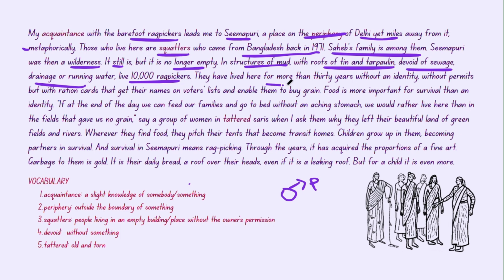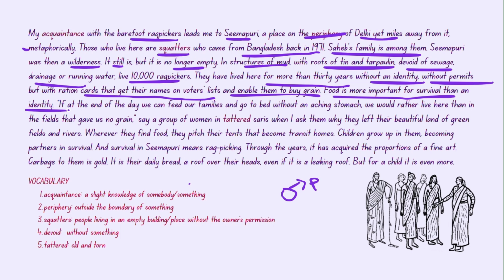They have lived here for more than 30 years without an identity, without permits, but with ration cards that get their names on voters list and enable them to buy grain. Food is more important for survival than an identity. Here they are living without any permission, and they do not have any identity. Now we have Aadhaar cards, but they don't have anything like that. They don't have any identity like PAN cards or anything else to their name.